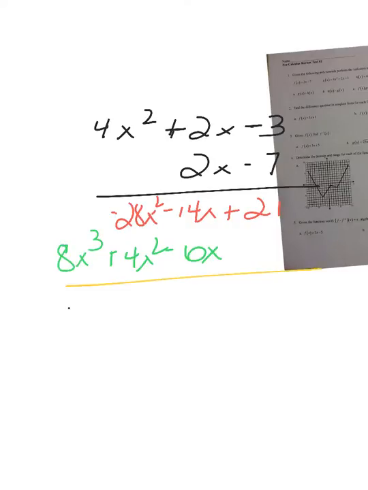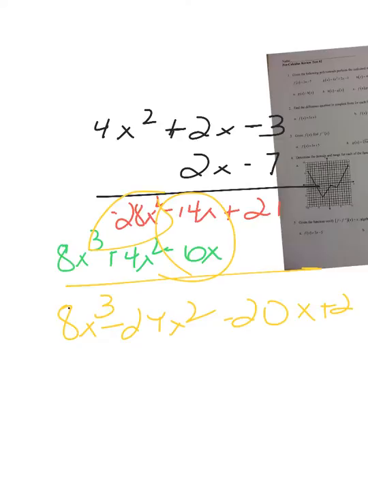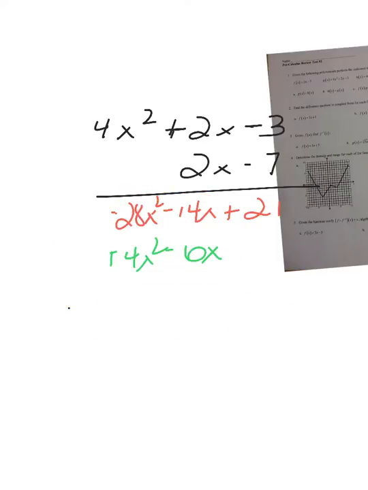Okay, so now I add them down, so I get 8x to the third. Negative 28x squared and positive 4x squared is negative 24x squared. Negative 14x and negative 6x is negative 20x. And then I have plus 21. All right, so let's take a look at 1D. All right, so 1D is to divide.